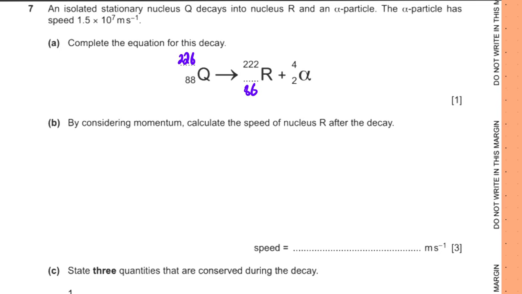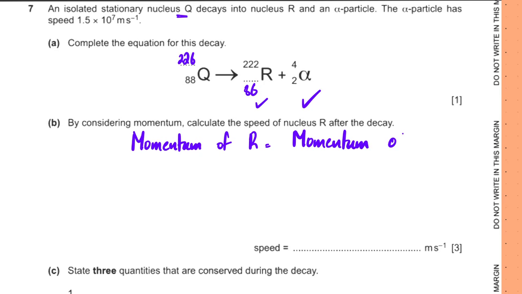By considering momentum, calculate the speed of nucleus R after the decay. So initially your nucleus Q was stationary. So that means R and alpha must have equal momentum in opposite directions by the conservation of momentum, right? So this is what I needed to realize for this one. So I'll say that momentum of R equals momentum of alpha, right? So for R, it has a mass of 222, so 222 u multiplied by its speed, and this is what we need to find, equals the momentum of alpha.